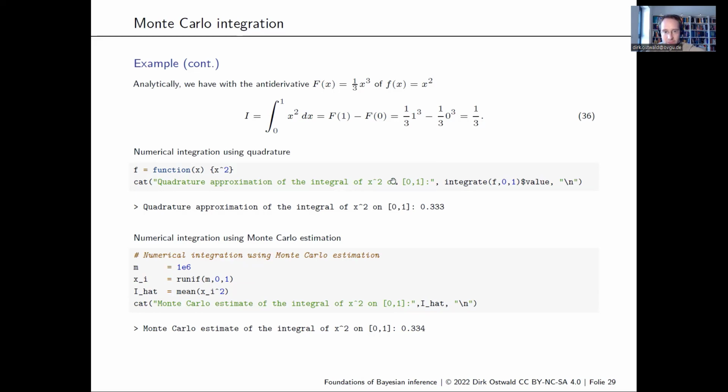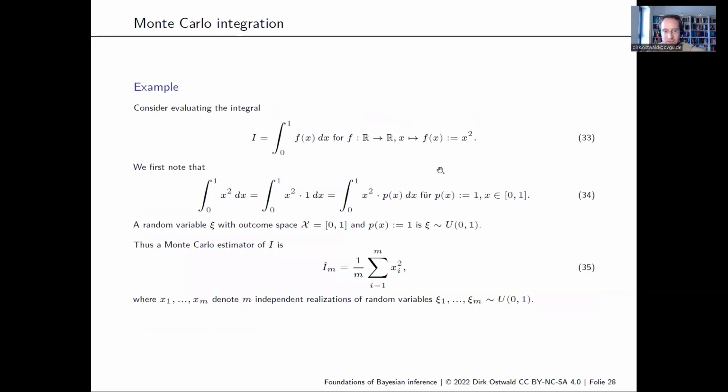But for demonstration purposes, we want to use a Monte Carlo approach to compute this integral. So what do we have to do to integrate this here using a Monte Carlo method? Well, okay, we have this integral here, so x squared from 0 to 1.